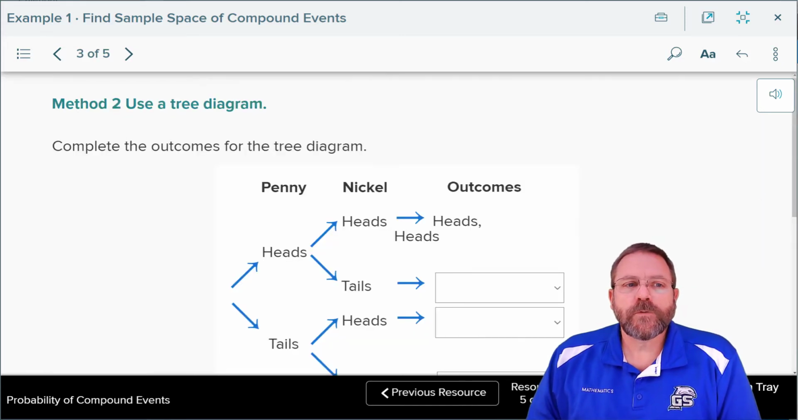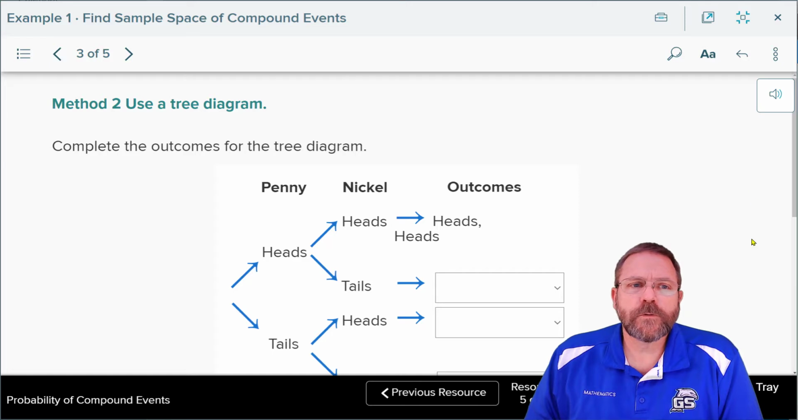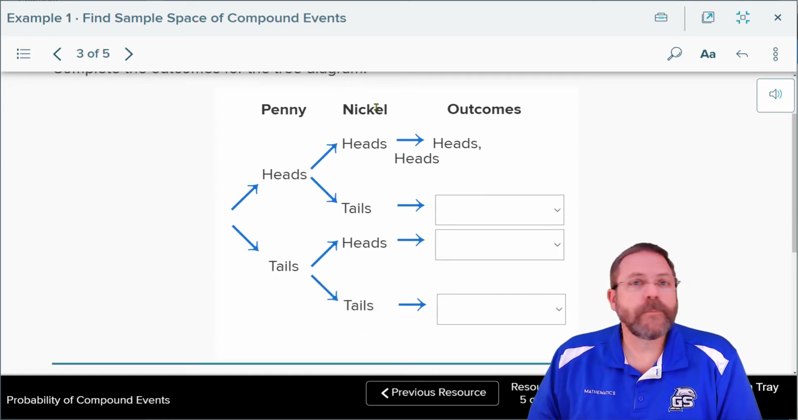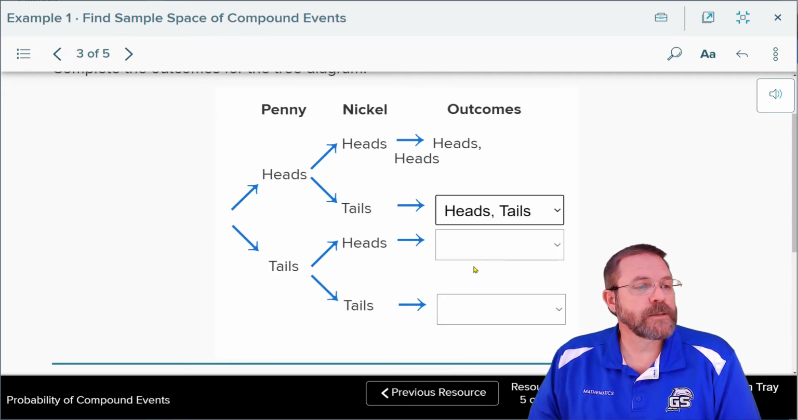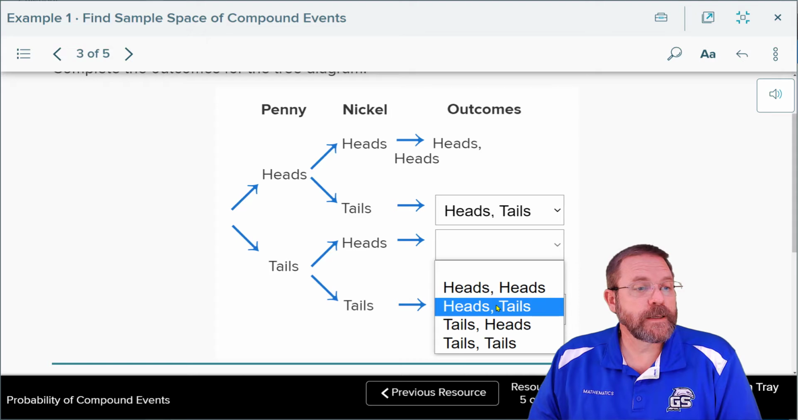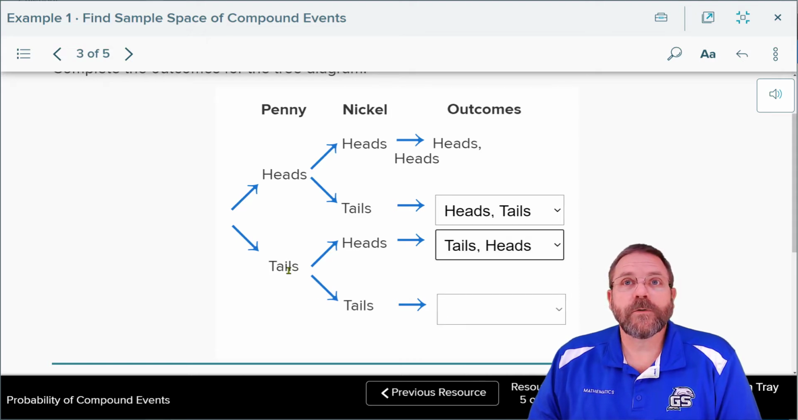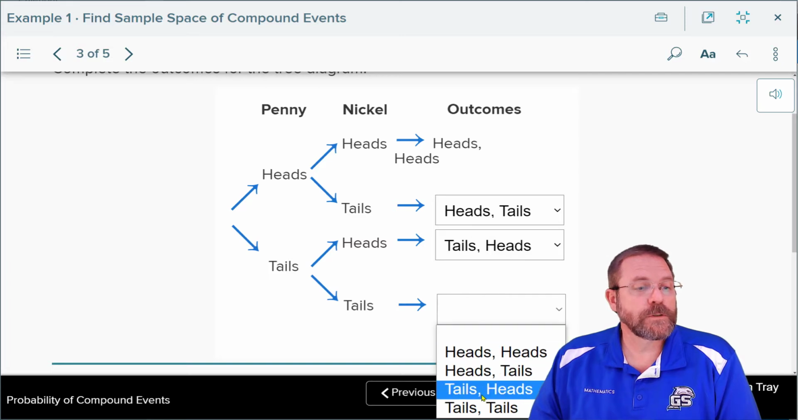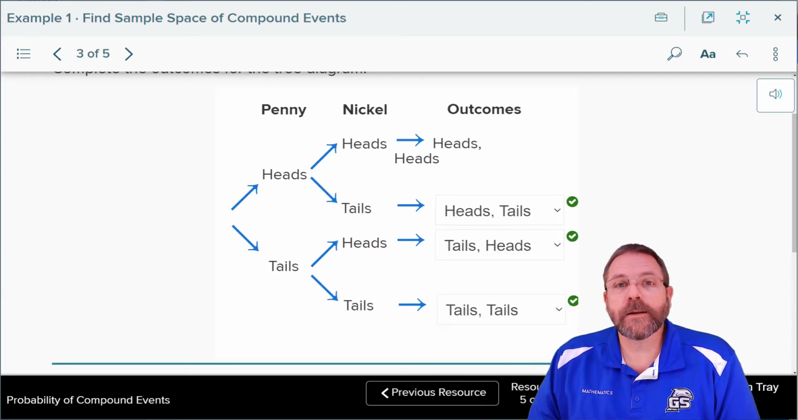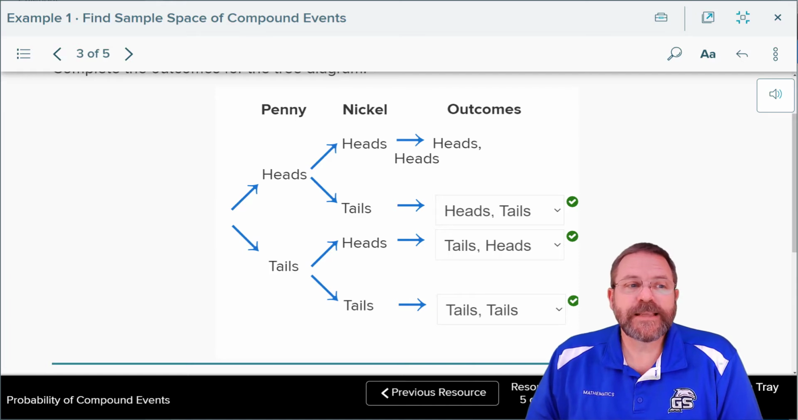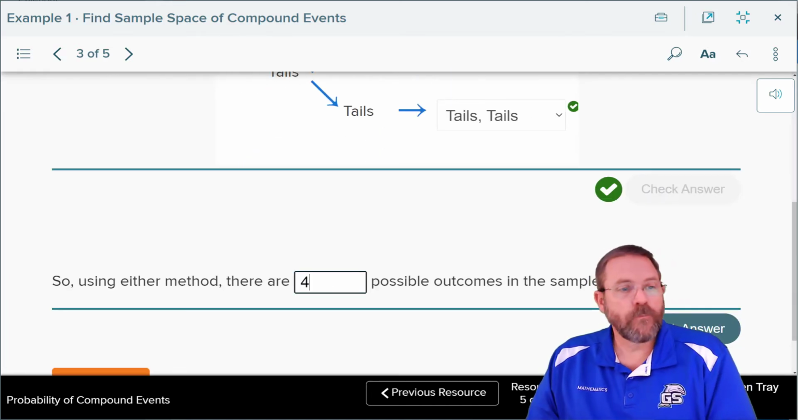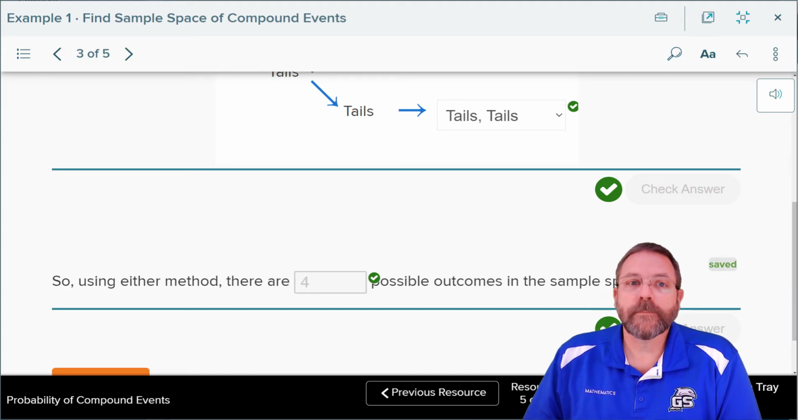Now, if you look at the way they make their tree diagram, it really is very similar to their table. So on their tree diagram, they have their penny and their nickel. So the penny, they could go to a heads on the penny and a heads on the nickel, which gives them a heads, heads. They could go to a heads on the penny and a tails on the nickel, which gives them a heads, tails. They could go to a tails on the penny and a heads on the nickel, which is going to give them a tails, heads. Or they could get a tails on the penny and a tails on the nickel, which is going to give them a tails, tails. Either way you make it, a table or a tree diagram, you still have the same 4 possible outcomes for this compound probability.